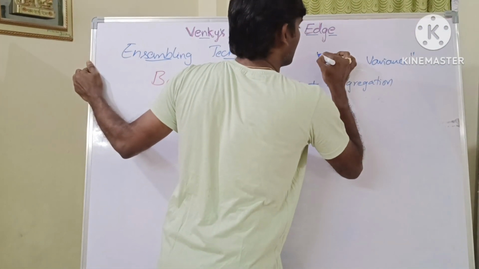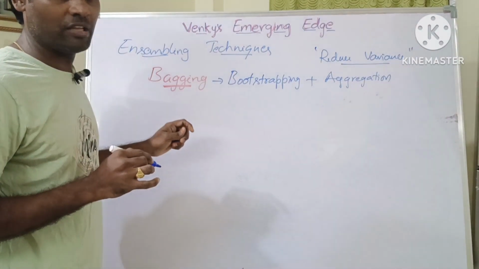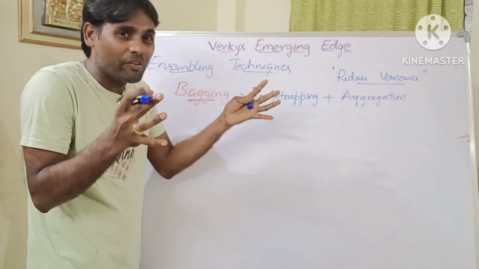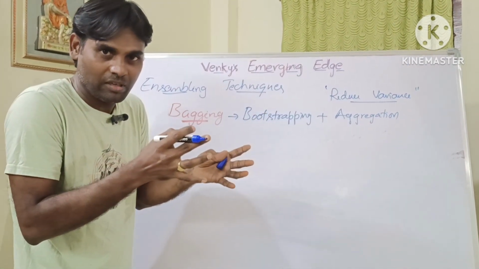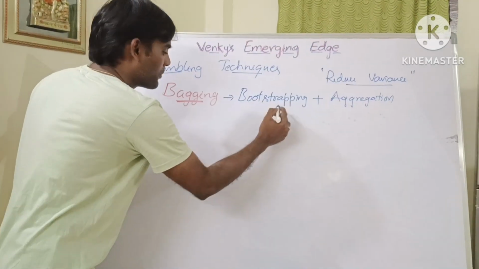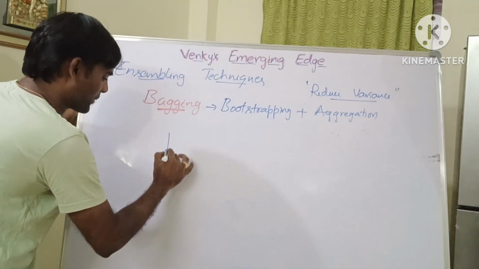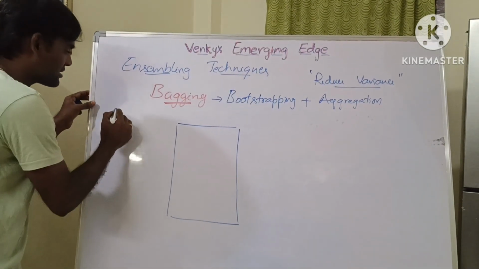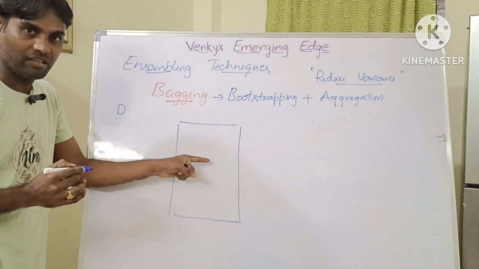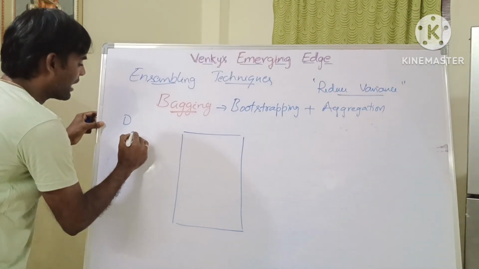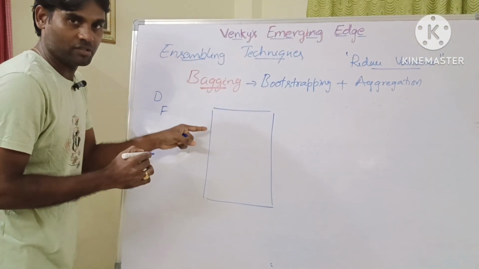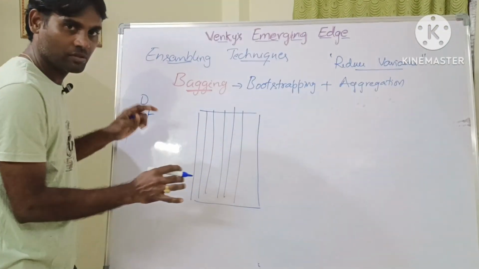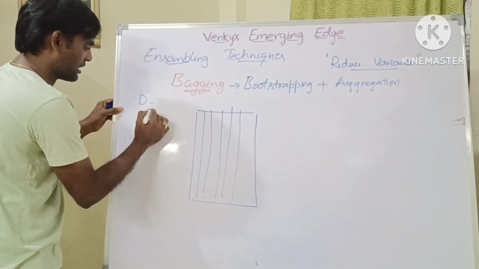For example, this is your data set. The data set D contains F number of features. Features means number of columns. I think all of you know that. Is it clear? Next, D is a data set, F is the features, and N is the number of rows. So how many items are there in my data set? That is N. Is it clear? The main data set: D is the data set, F is the features, N is the number of rows.